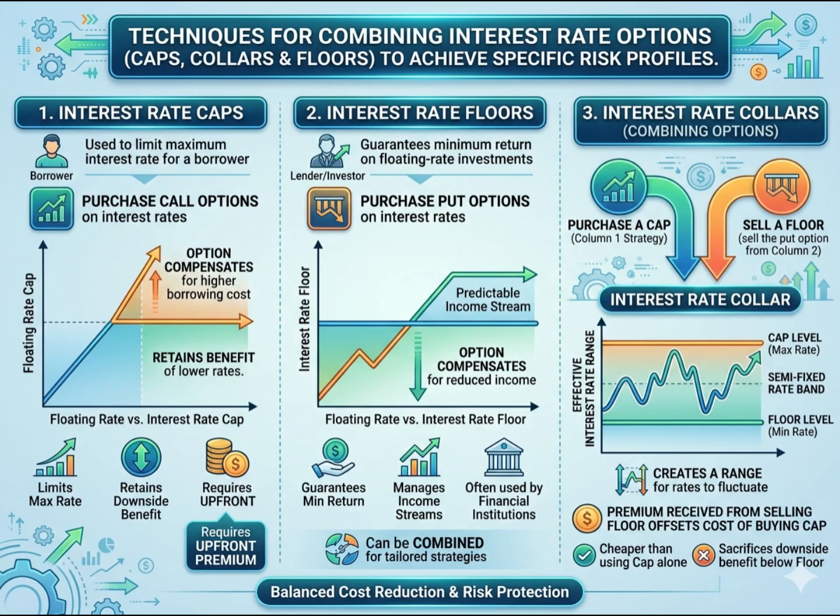Collars combine the purchase of a cap and the sale of a floor to create a range within which interest rates can fluctuate. This structure limits both the maximum and minimum interest rate exposure. The premium received from selling the floor helps offset the cost of buying the cap, making collars cheaper than using a cap alone. However, the company sacrifices some of the benefit from favorable interest rate movements below the floor level.